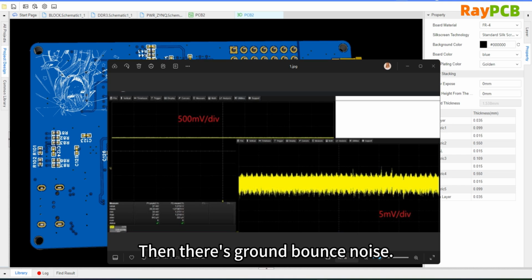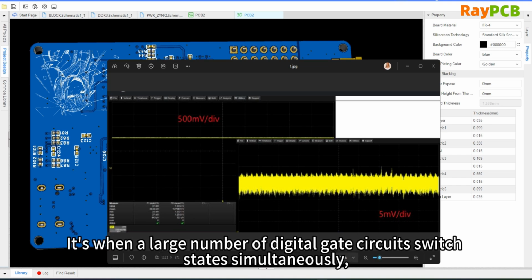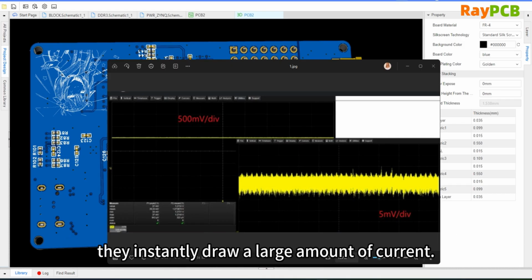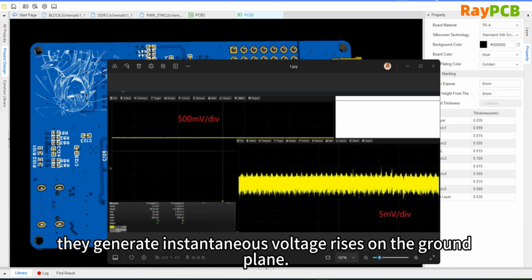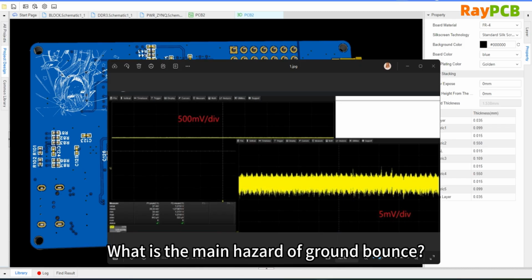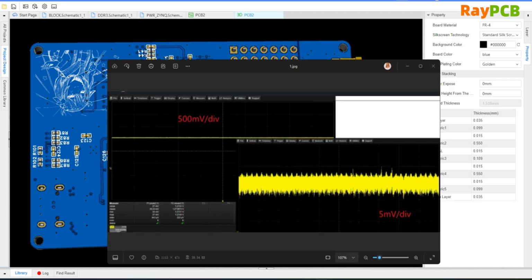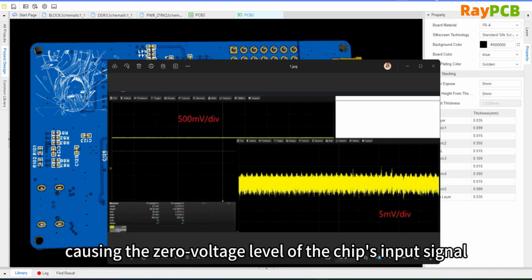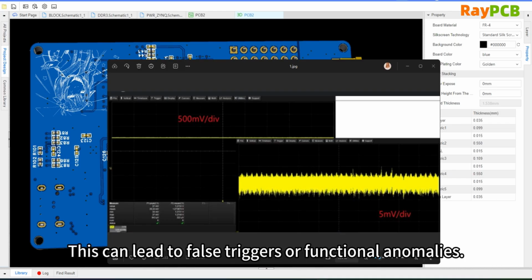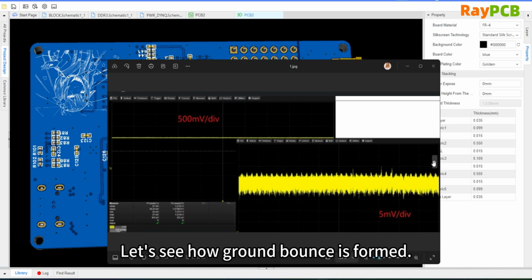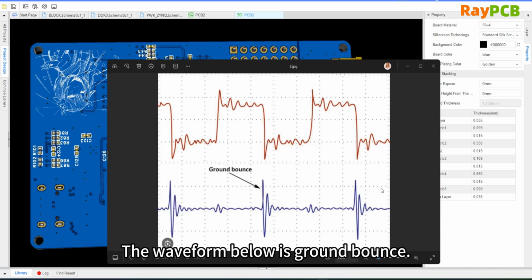Next is ground bounce. What causes ground bounce? It occurs when a large number of digital gates switch states simultaneously. This causes a sudden surge of current. As this current flows through the ground plane, the inductance of the ground plane generates a momentary voltage rise. This is ground bounce. Its main harm is that ground bounce can cause reference level instability. This causes the chip's input signals to have their reference level raised, which may lead to false triggering or functional abnormalities. We can also take a look at what ground bounce waveforms look like.